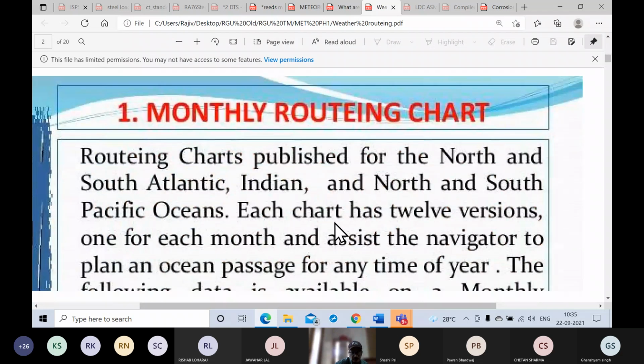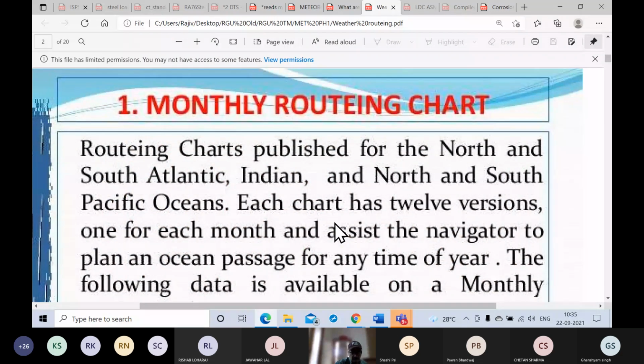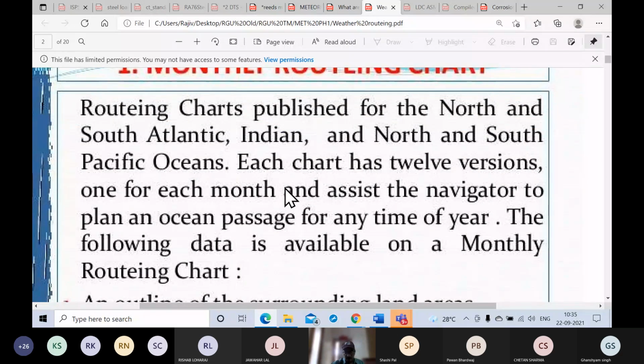So, monthly routing charts. As you are aware, these are charts published for ocean areas: North Atlantic Ocean, South Atlantic Ocean, North and South Pacific Ocean, Indian Ocean. These charts are published in 12 versions, one for each month. They assist the navigator to plan an ocean passage for any time, because he will pull out the chart applicable to the period of year which he is transiting.